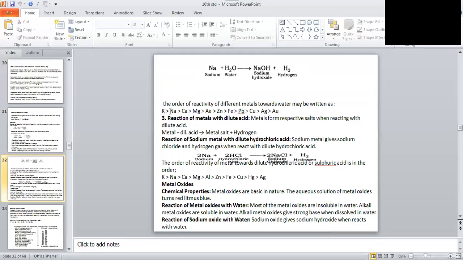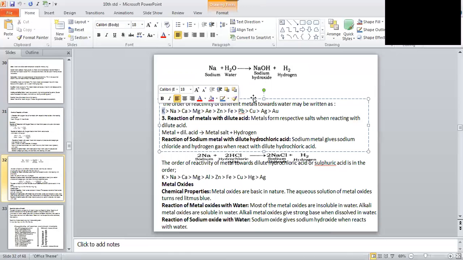Then we know different metals. So this is the order of reactivity of different metals towards water. The most reactive metal with water is potassium, and the least reactive metal with water is Au. Au is the symbol for gold. So this is the reactivity order.